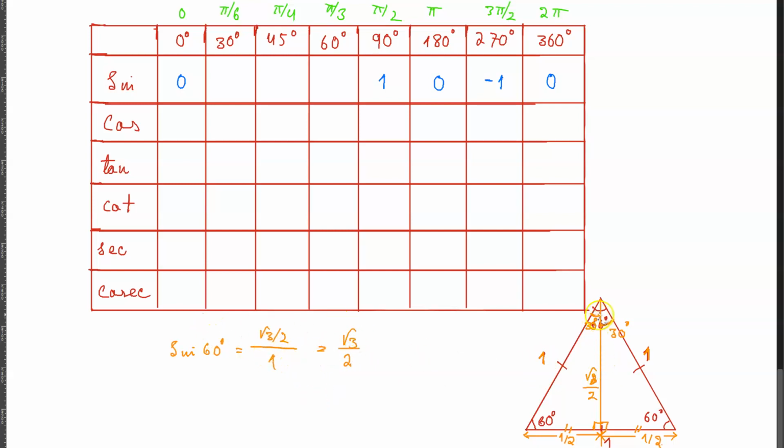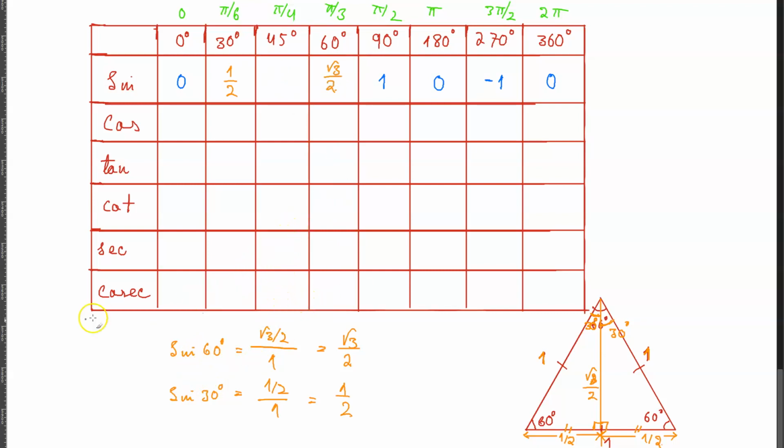And then you can calculate the sine of, for example, 30 degrees as well in the exact same way. The sine of 30 degrees is equal to the side which is opposite that angle, which is 1/2, divided by the hypotenuse, which is equal to 1, which gives you 1/2. Which means that the sine of 30 degrees is equal to 1/2, and the sine of 60 degrees is equal to square root of 3 by 2, right?